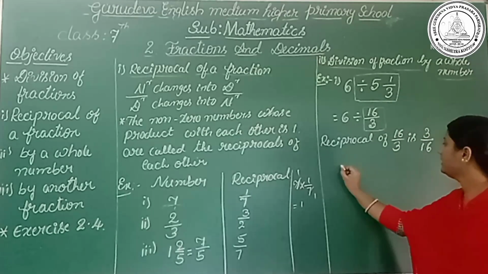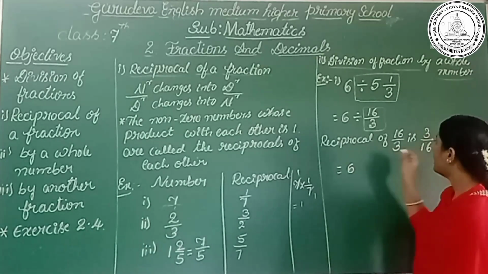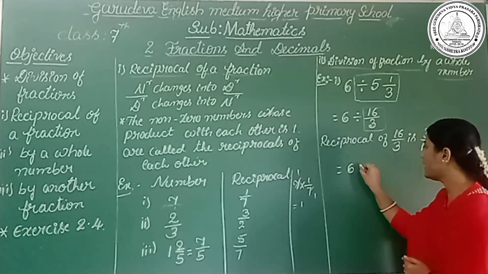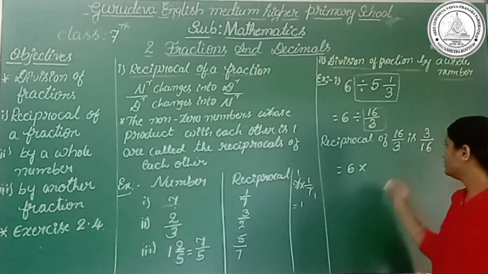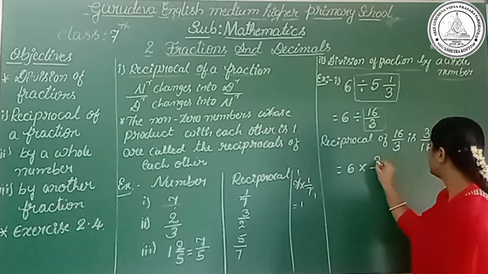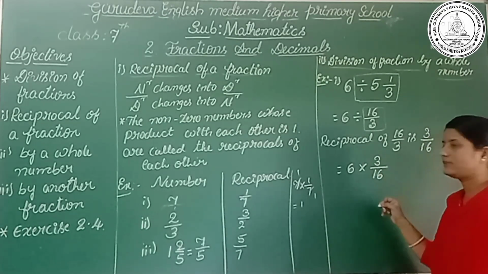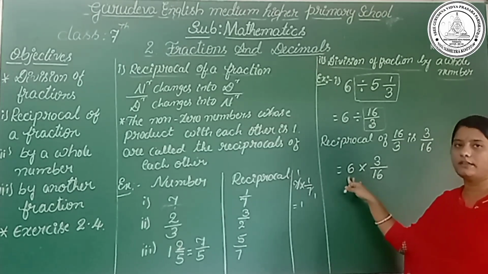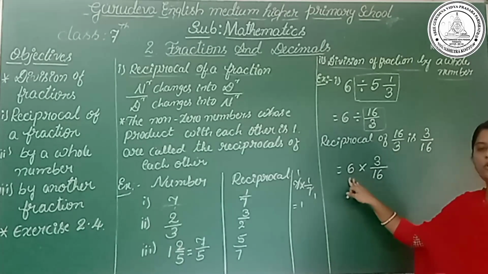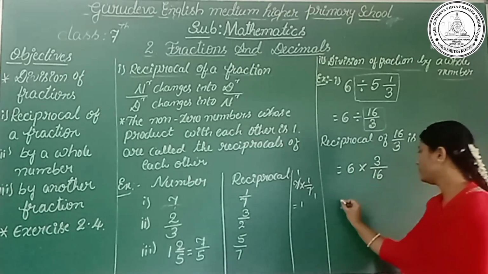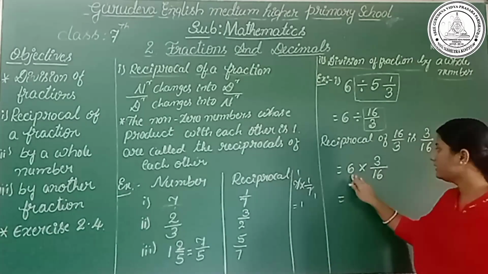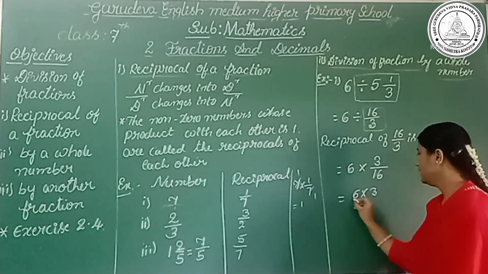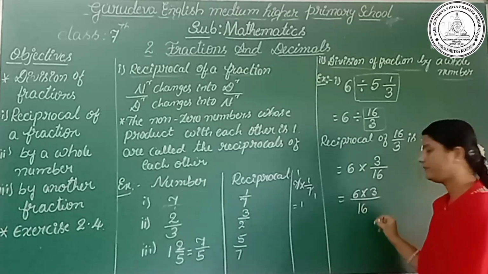Okay, then let's write here, which is equals to 6. After taking the reciprocal, the division sign changes into a multiplication sign. So after we write the reciprocal, it is 3 divided by 16. So it can be cancelled. It is now in the form of multiplication of a whole number with a fraction, right? So just multiply the whole number with the numerator, that is 6 into 3 divided by 16.